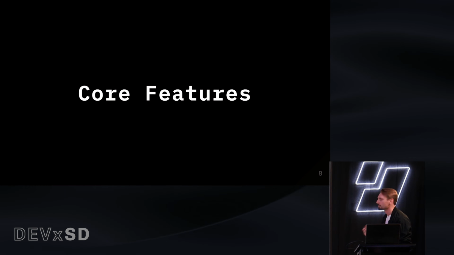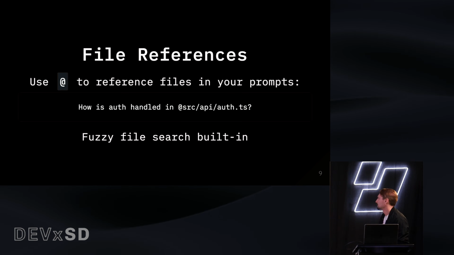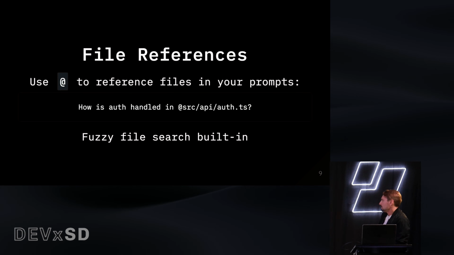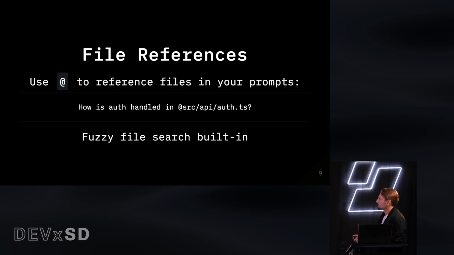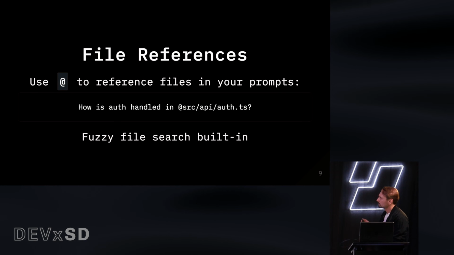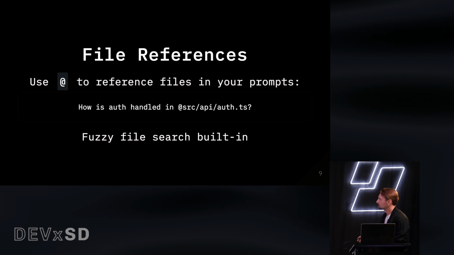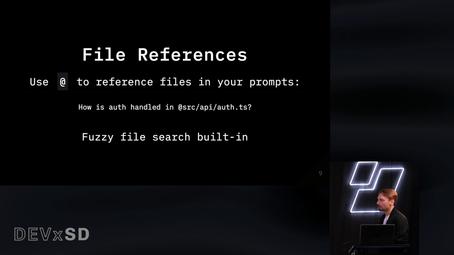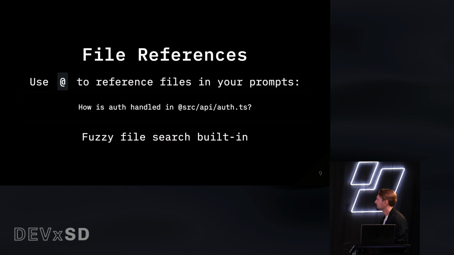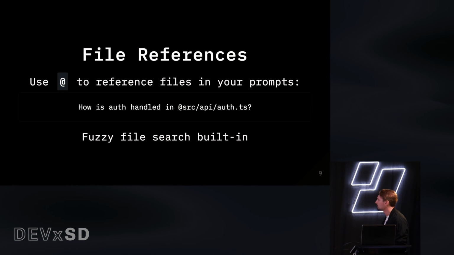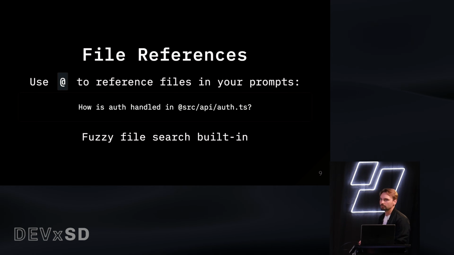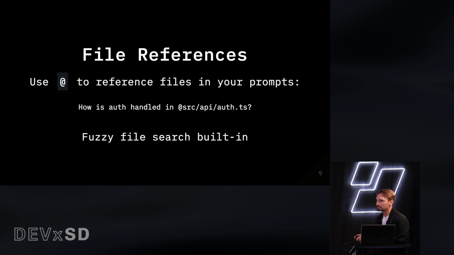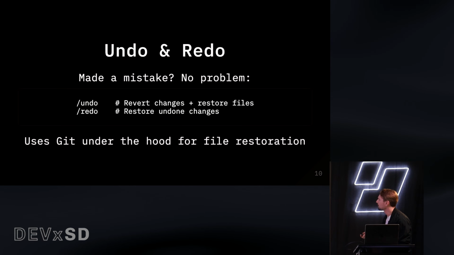Cool. Let's run over some of the core features of how it works. For those of you that used other agents, it's very similar in the respect that you can use the @ symbol to reference files in your prompts. As you prompt, you type in an @ symbol and fuzzy find the file that you'd like to reference and describe for your prompt, telling the agent, hey, what I want to do with this file, or describe this file and whatnot. So file reference is a thing.